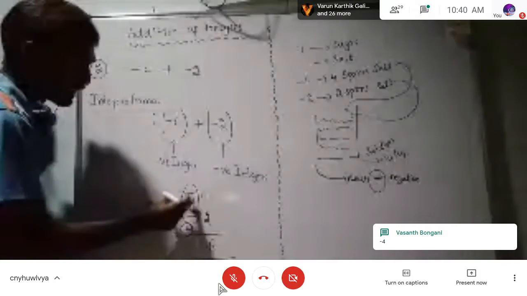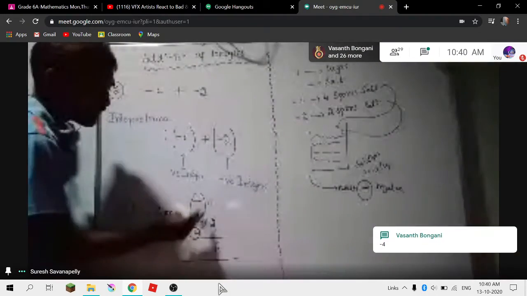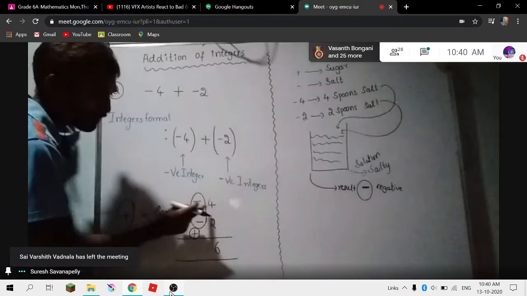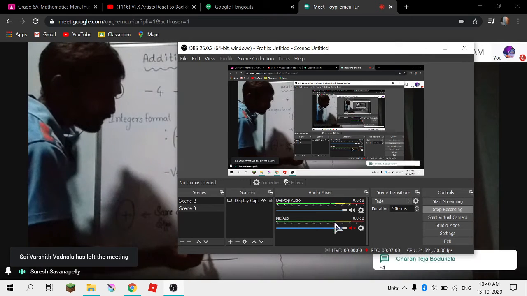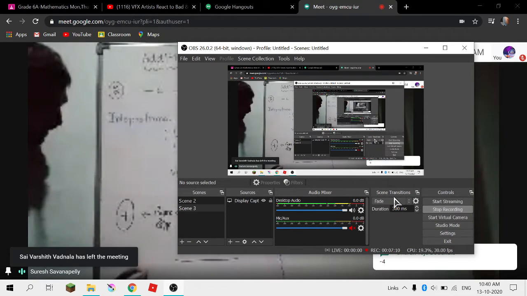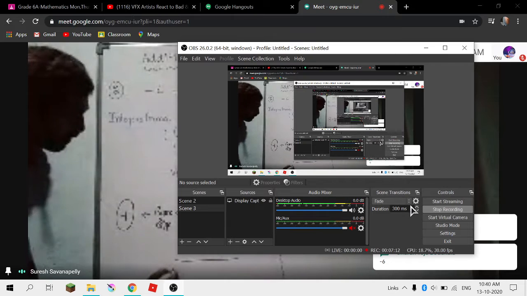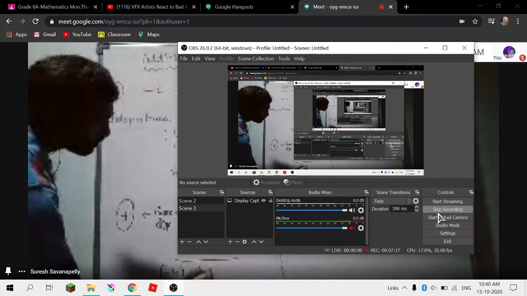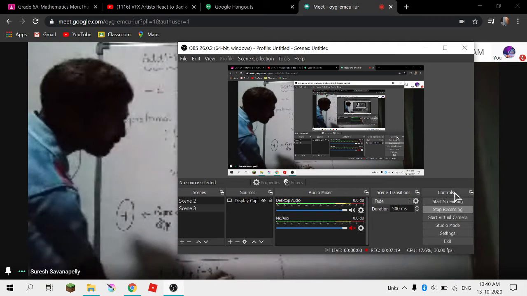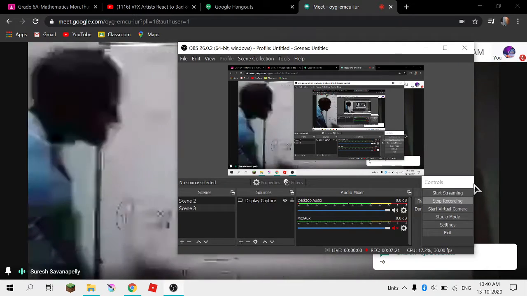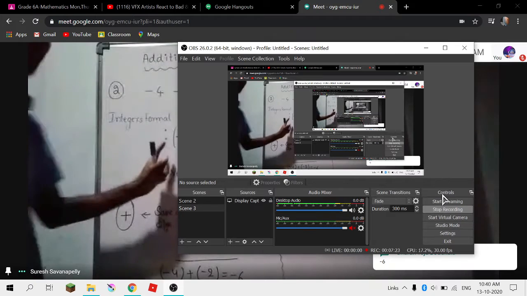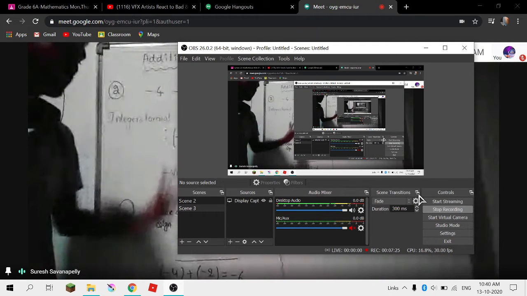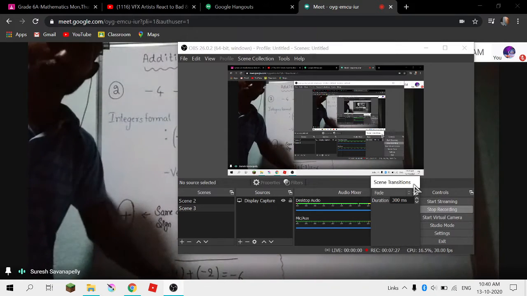Minus and minus, so we should do plus. So bigger number sign is what? 4. 4 sign is what? Minus, so it will become minus. So therefore minus 4 plus minus 2 is equal to minus 6. That is the answer. This is how when you add two negative integers, you will get a negative result.